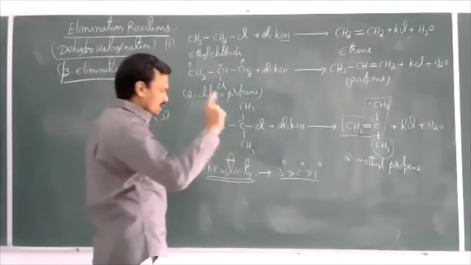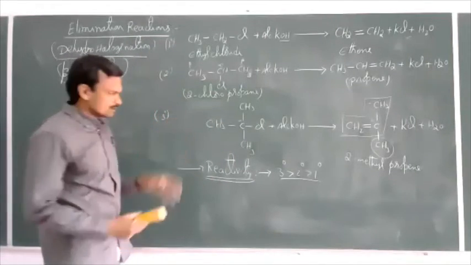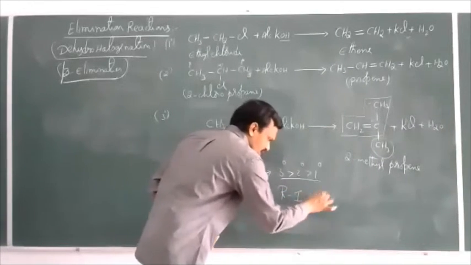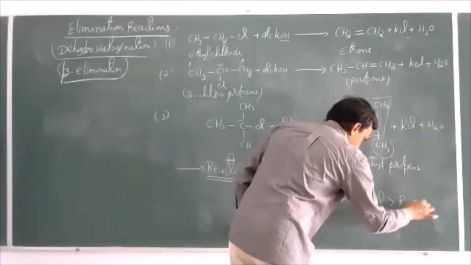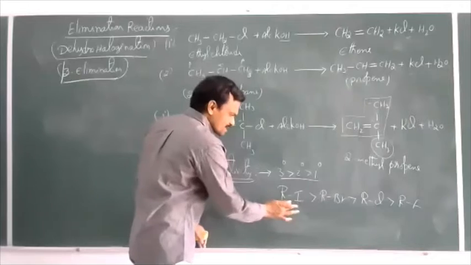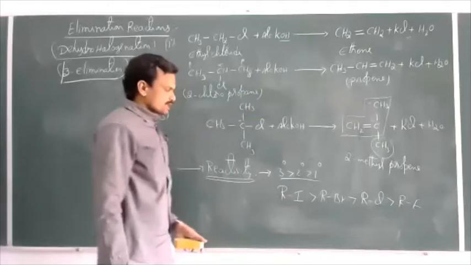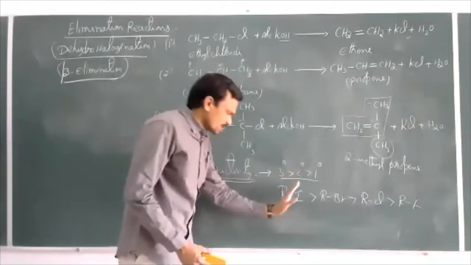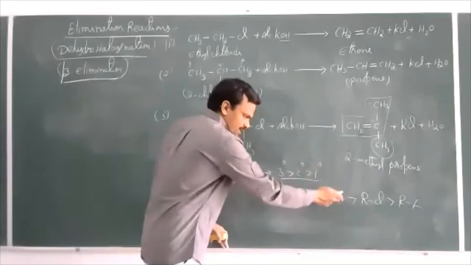Suppose you are comparing a particular type of haloalkanes, either primary or secondary or tertiary only, then what is the order of reactivity? Iodoalkanes greater than bromoalkanes greater than chloroalkanes greater than fluoroalkanes. So I minus is a better leaving group compared to Br minus or Cl minus or F minus. As the size of the leaving group increases, it can be replaced very easily. This is a bulky leaving group, so this can be replaced more easily compared to Br minus.